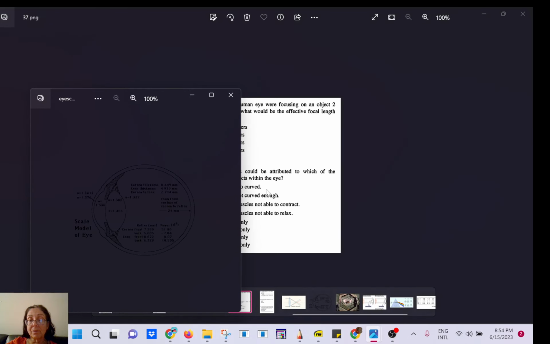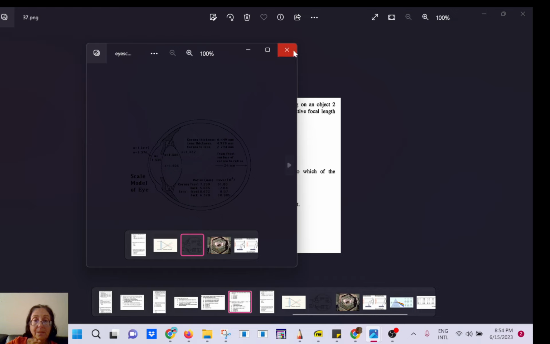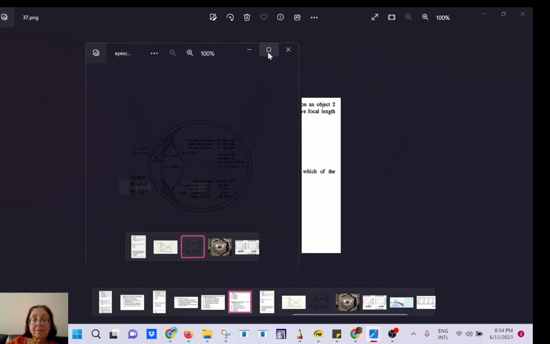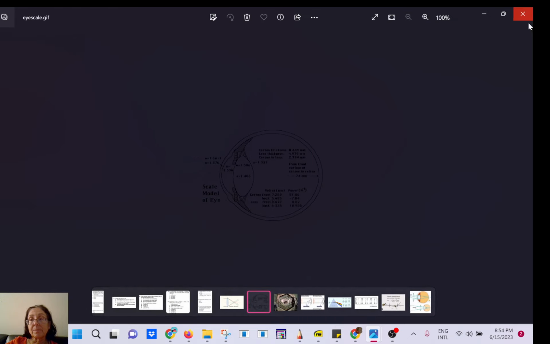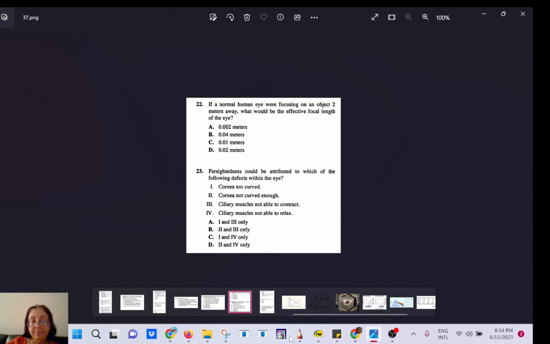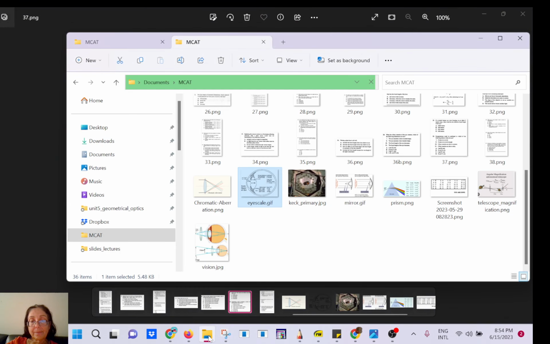Here I have found this also interesting, except it doesn't show here. It's okay. So it just shows you the different parts of the eye.